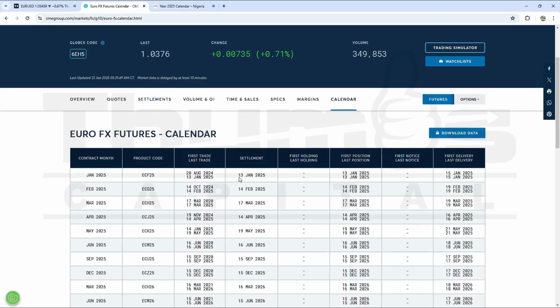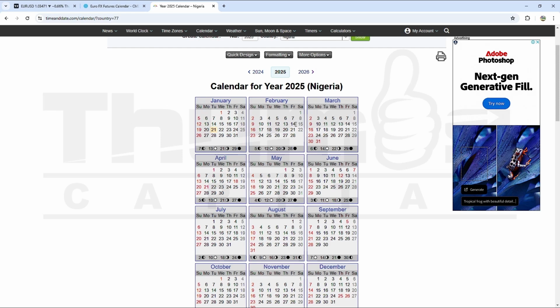So let's check for February. Right here is February. You can see February 14th is when the first position will be opened and the delivery will start on the 19th. So let's check that for February. 14th is when the first position will be opened. That means 17th and 18th is when the contract will be fully opened. So the opening will be this Monday, Tuesday. The opening starts midday on Friday. That is why the 14th of February is included. The real date is 17th and 18th, so that the delivery will start on 19th.